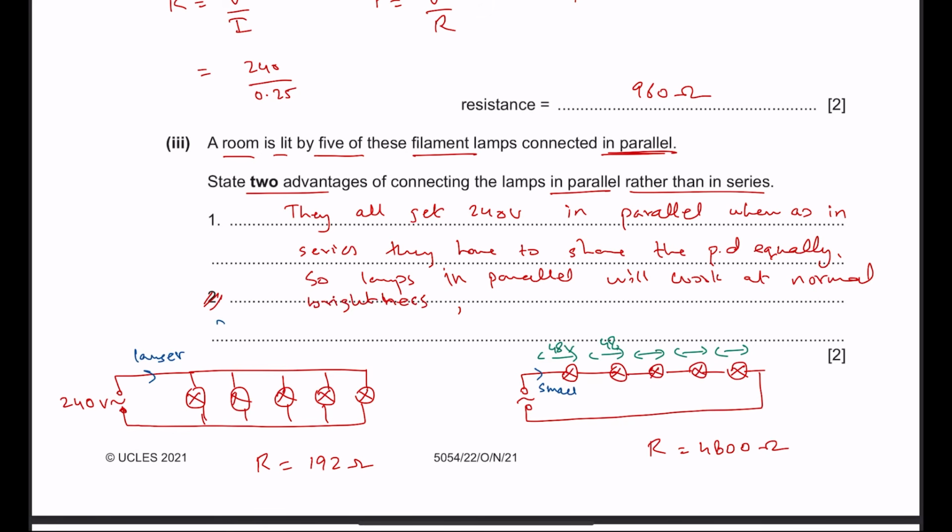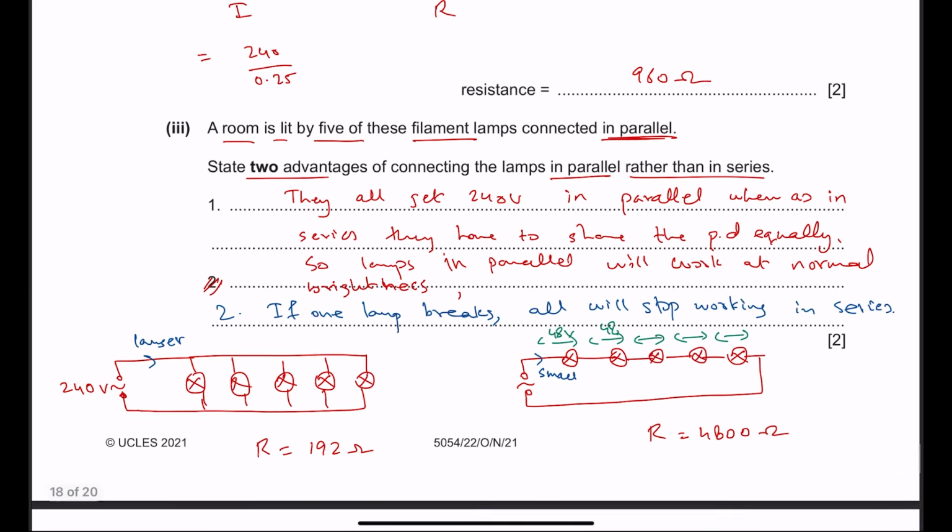Now point number 2 would be, which is pretty basic, that if any of these lamps were to go out, let's say this lamp goes out, it blows, its filament breaks, then the current can still flow through all the other branches, so they will keep working. But if, let's suppose, this lamp's filament breaks in the series circuit, now there is no path for the current to flow, so all the lamps will stop working. If one lamp breaks, all will stop working in series, but this is not going to happen in parallel, so you can write that down.